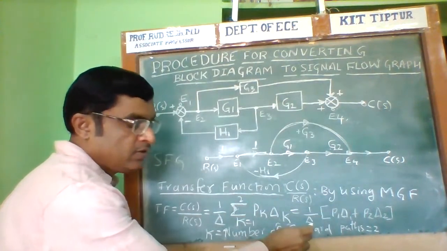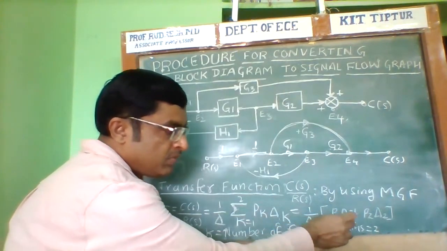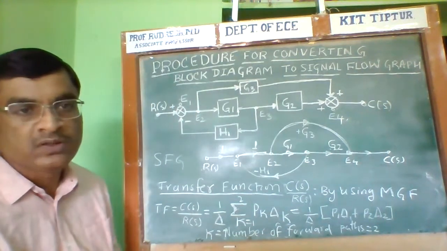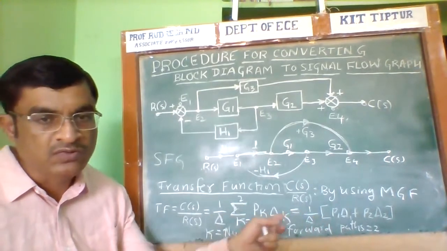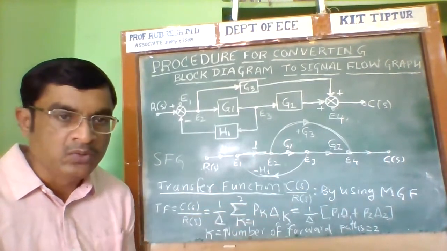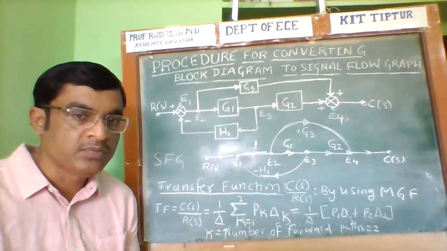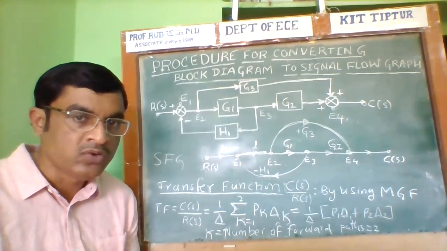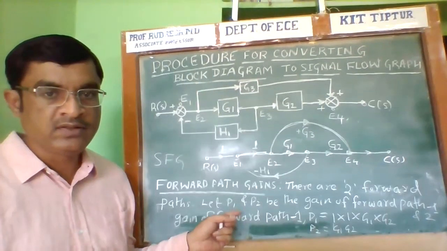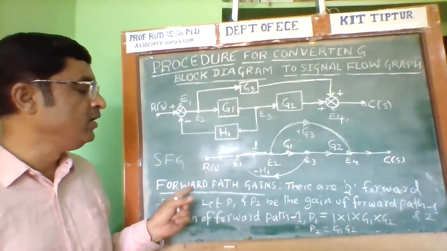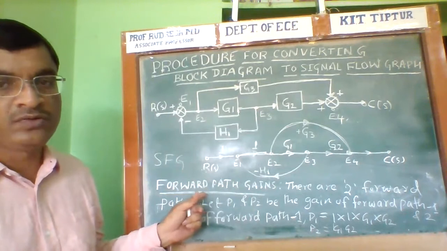Once we have written this, we need to calculate the next step. We need to calculate P1, delta 1, P2, delta 2. The next step of computing the transfer function, our overall gain, is to find P1 and P2 and delta and delta K. In the next step, I am going to explain how to calculate the forward path gains.